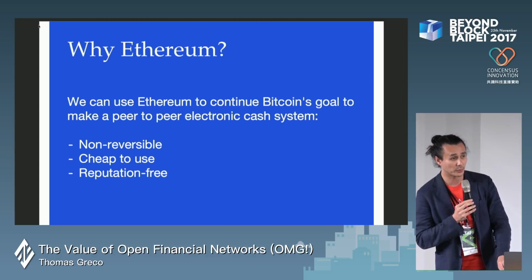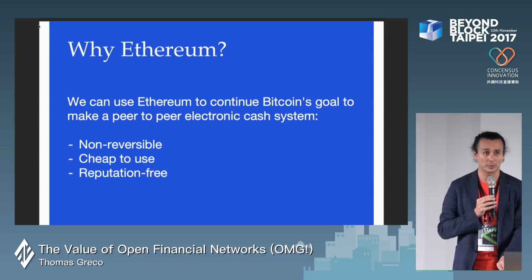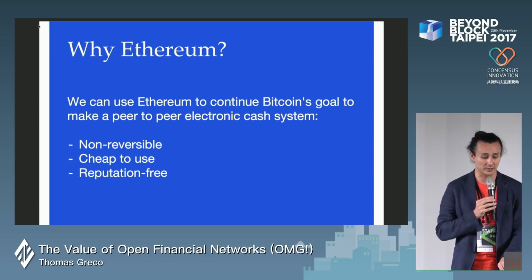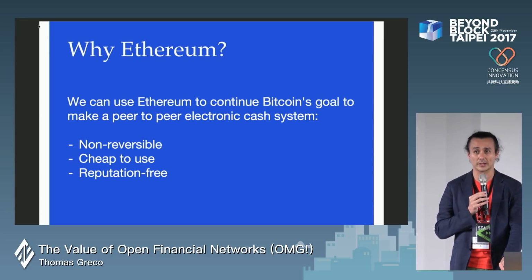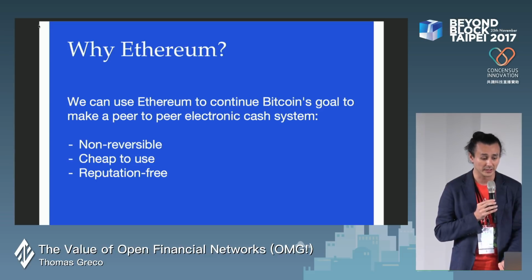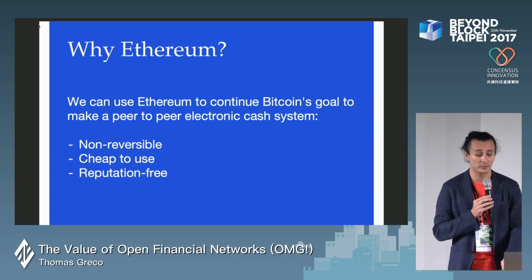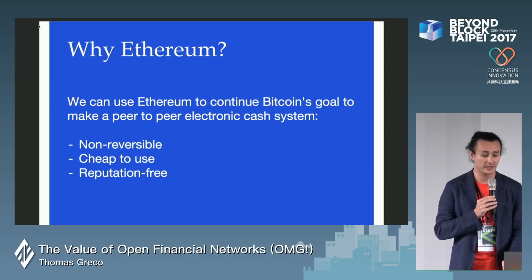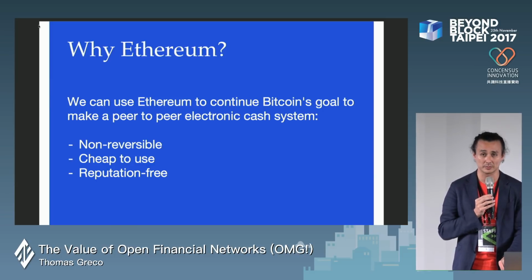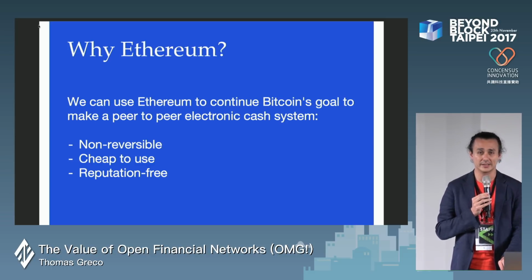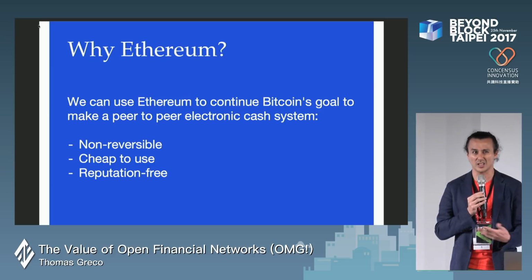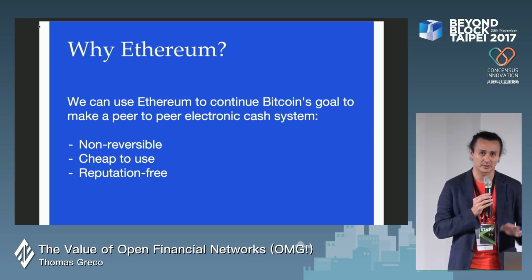So then the question is, what can be done? And one proposed answer is maybe Ethereum can do something. So why Ethereum? We'll get into the specifics in a little bit, but I propose that we can use Ethereum to continue Bitcoin's goal to make a peer-to-peer electronic cash system. So Bitcoin's goal is not that new, but the idea is that it can be a kind of money without borders, or money without restrictions, money without costs, money without barriers, not just national borders.